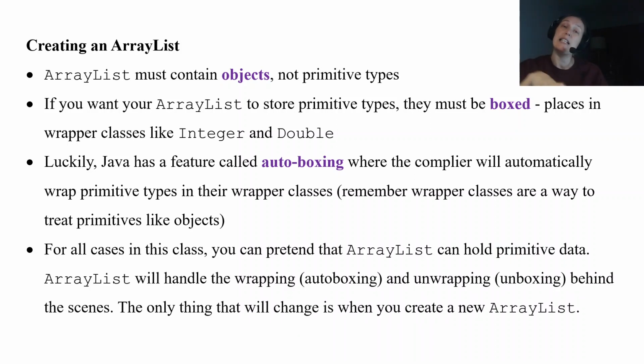For all cases in this course specifically, you can pretend that ArrayList can hold primitive data. It'll handle the auto-boxing and unboxing behind the scenes, and you don't have to worry about coding that. You would have to worry about it in more advanced programs, but we're not going to get into that in this course. The only thing that's really going to change is how we create an ArrayList, and then also how we access and modify elements in an ArrayList. We use methods instead of built-in operations like we did with arrays.